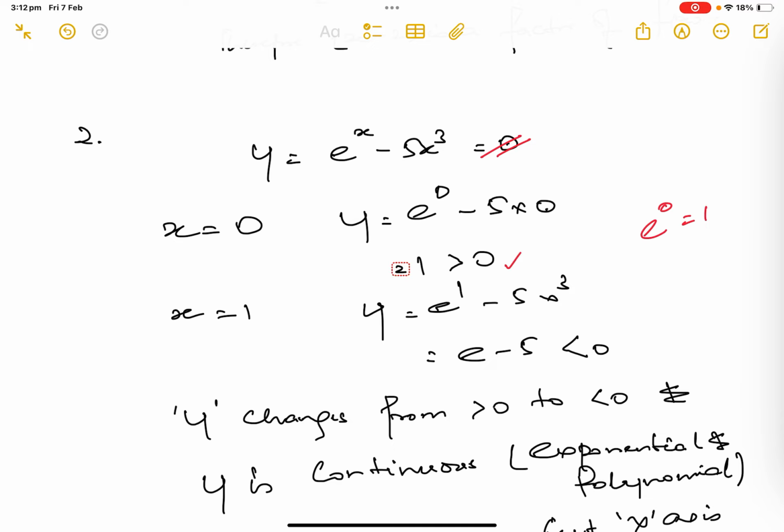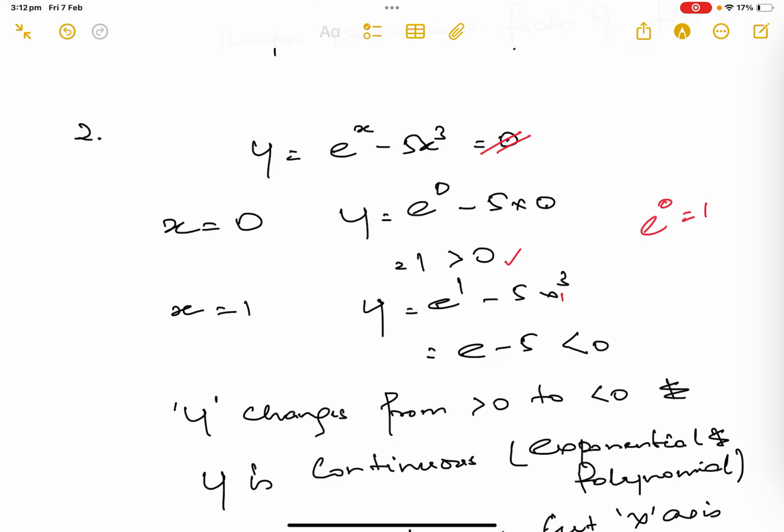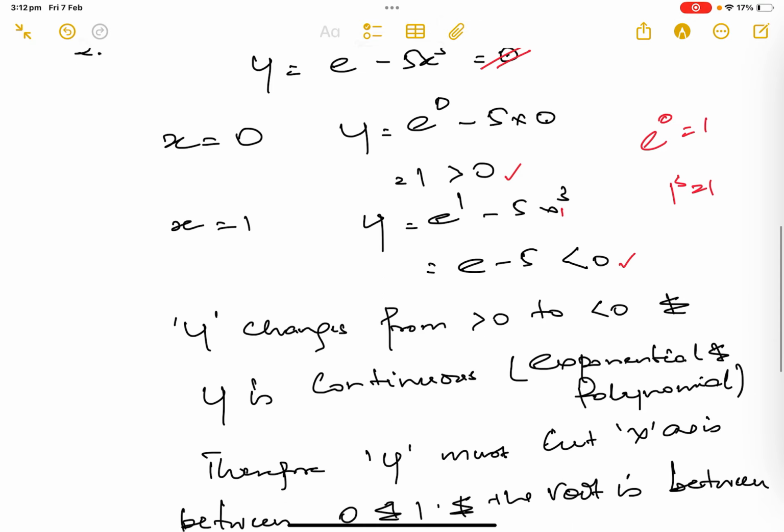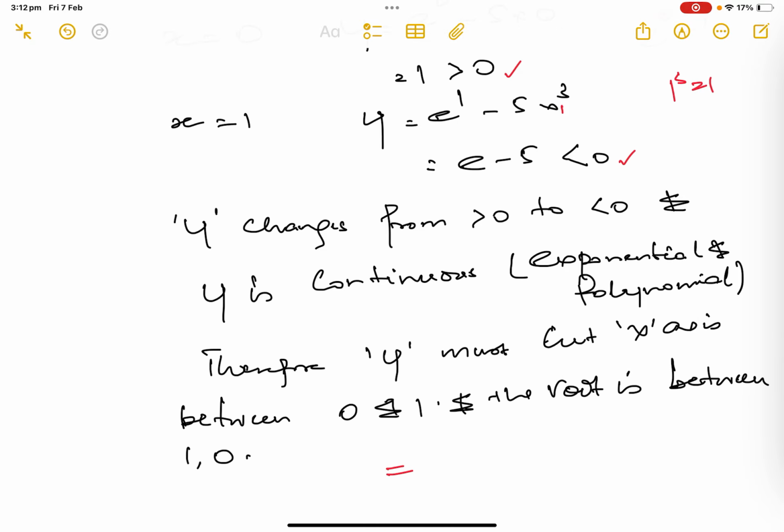And then we put 1: y equals e to the power 1 minus 5 times 1 cubed. 1 cubed equals 1. So e to the power 1 is e, minus 5. The value of e is roughly 2 point something, but minus 5. Therefore, the total value for y is less than 0. So the value at x equals 0 is greater than 0.